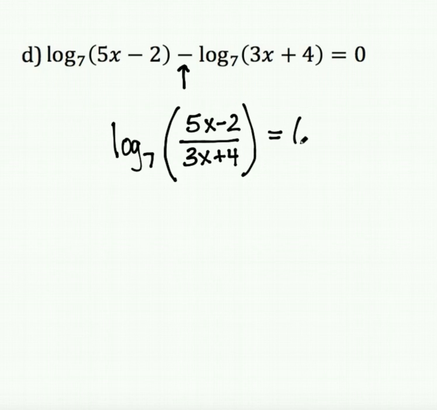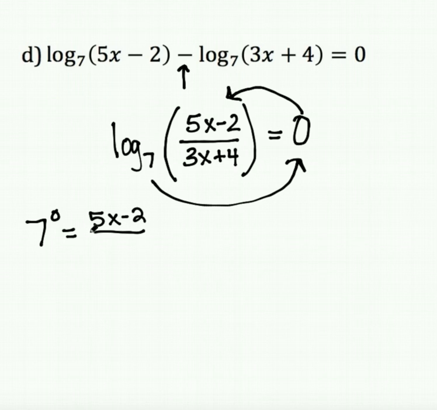is equal to 0. So again, condensing is back in section 4.3. Now to solve this, I'm going to do my loop. 7 to the 0 is equal to 5x minus 2 divided by 3x plus 4. Anything to the 0 power we know is 1. So 1 is equal to 5x minus 2 divided by 3x plus 4.